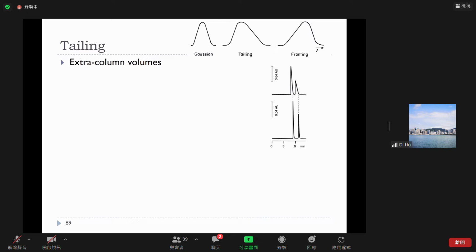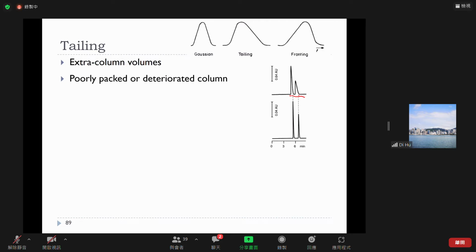Okay, so you can see the extra column volume will cause peak broadening and also peak tailing. Peak tailing is like that one. This is a nice peak shape, a Gaussian peak, and this is peak tailing. And then we call this one peak fronting. But when you see peak tailing, it's not always just because of the extra column volume. It can be caused by other problems while you're running the LC as well. So you have to really diagnose. If you see peak tailing, yes, there are multiple possibilities.